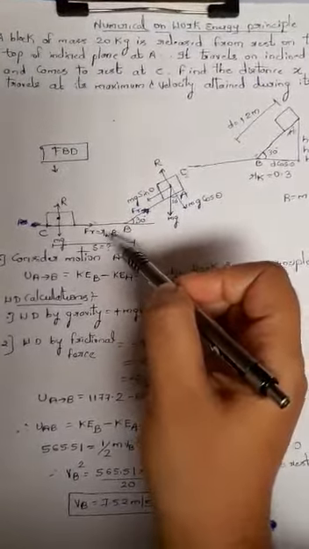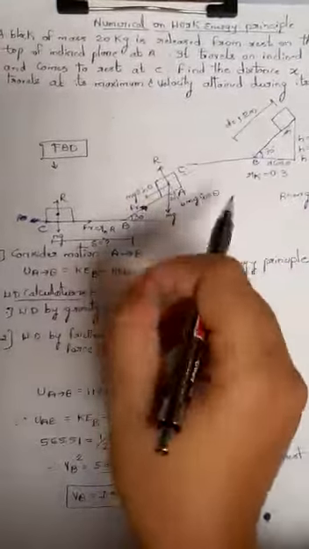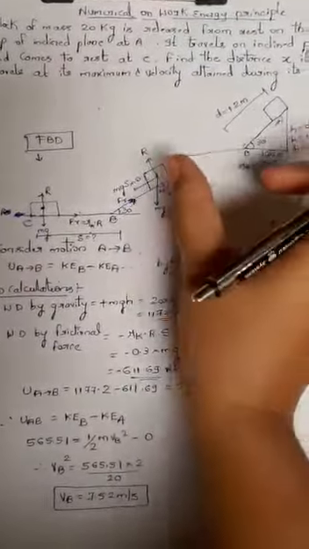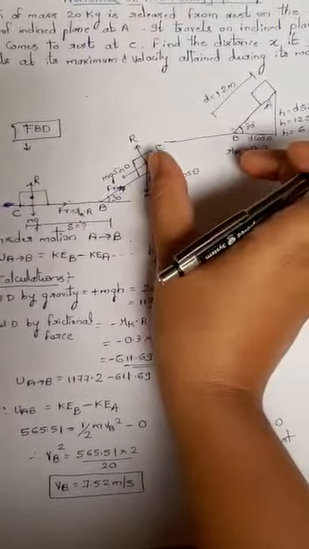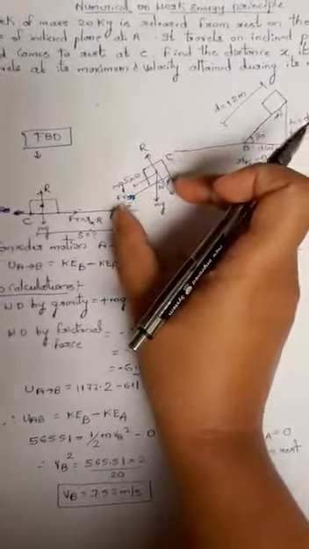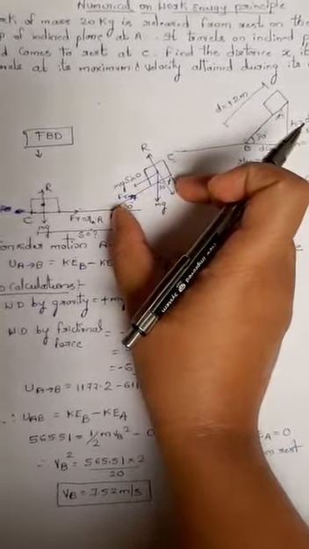Mu k into R. Now to solve this problem, we'll be solving it in two steps. First, I will consider the motion from A to B. Then in the second step, I will consider the motion from B to C. Now let me consider first the motion from A to B here.